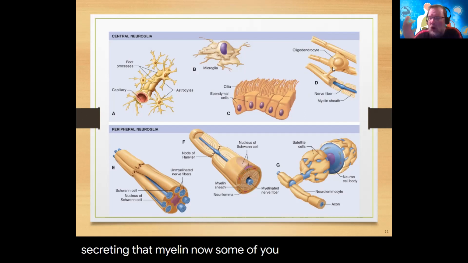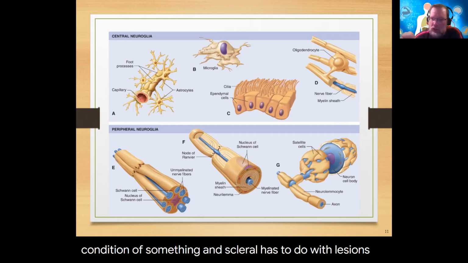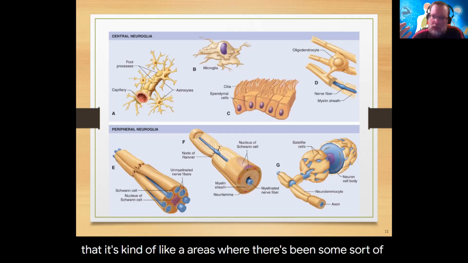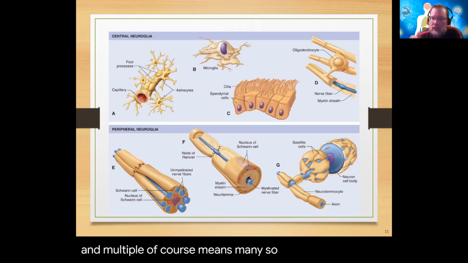I would imagine all of you have heard of MS, which stands for multiple sclerosis. Osis means a condition of something, and sclero has to do with lesions. Lesions are kind of like scar tissue, areas where there's been some sort of damage to tissue. And multiple, of course, means many. So it means a condition of multiple or many lesions.